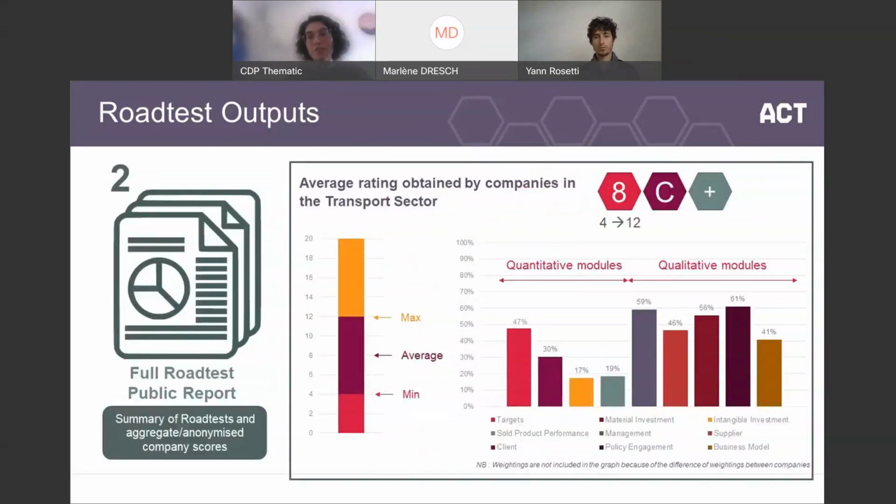In terms of the public road test report, we'll look overall at the 15 or so companies that have been assessed. We'll only use the data in aggregate, but we just want to get an idea of where the sector is at, and that will be really useful just to present the results of the road test.